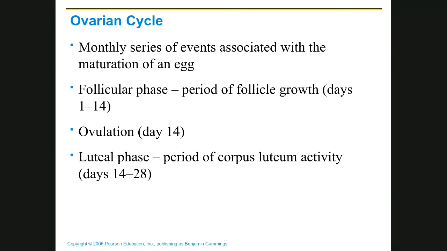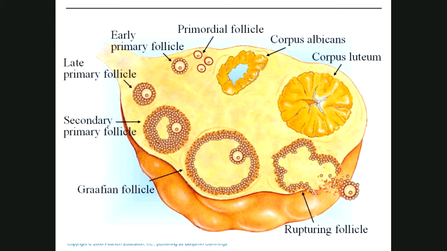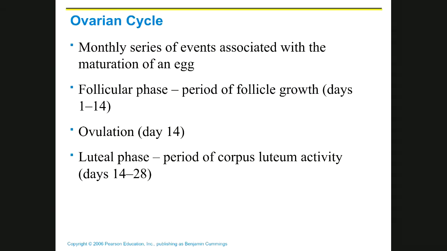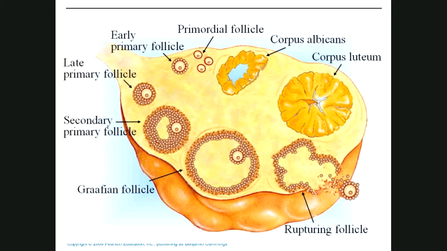So it's a cycle. And so we can look at this cycle and we can divide it up into 3 periods. There's this period where the follicle is growing, and so that's called the follicular phase. It's when the follicle grows, and it goes from day 1 to day 14. So over here is day 1. Over here is day 14. So this whole thing from here to here is the follicular phase.